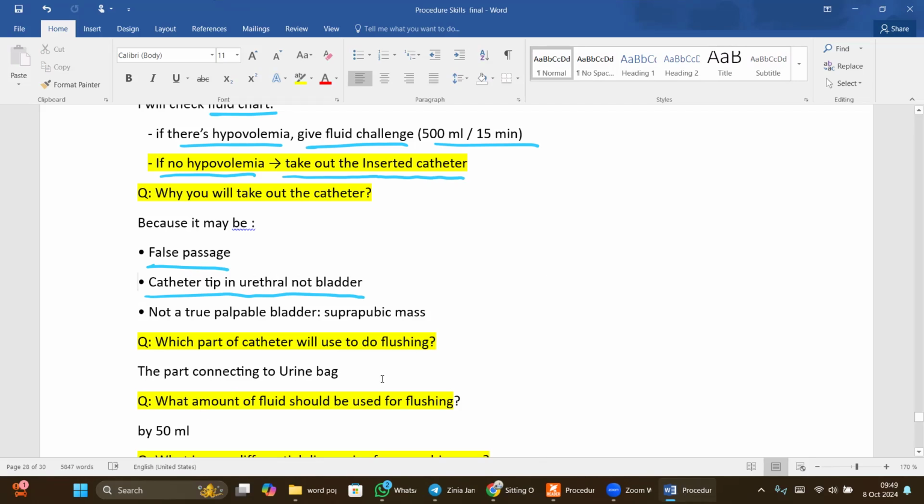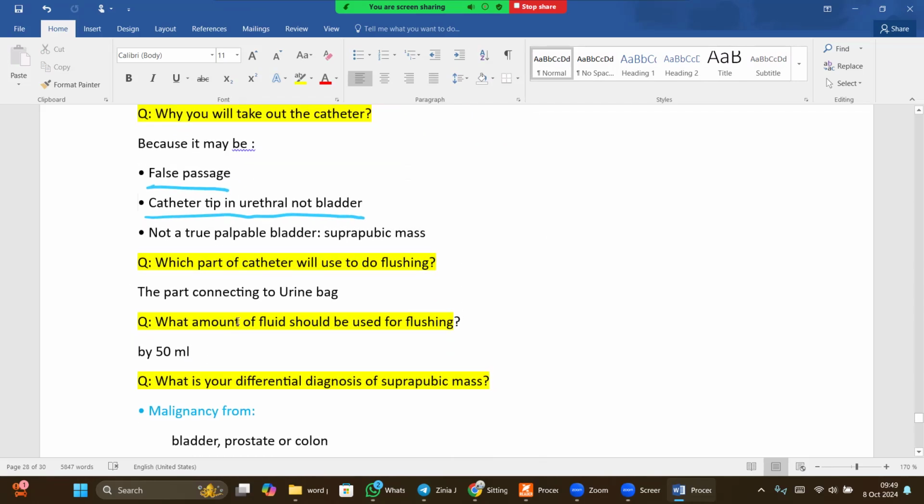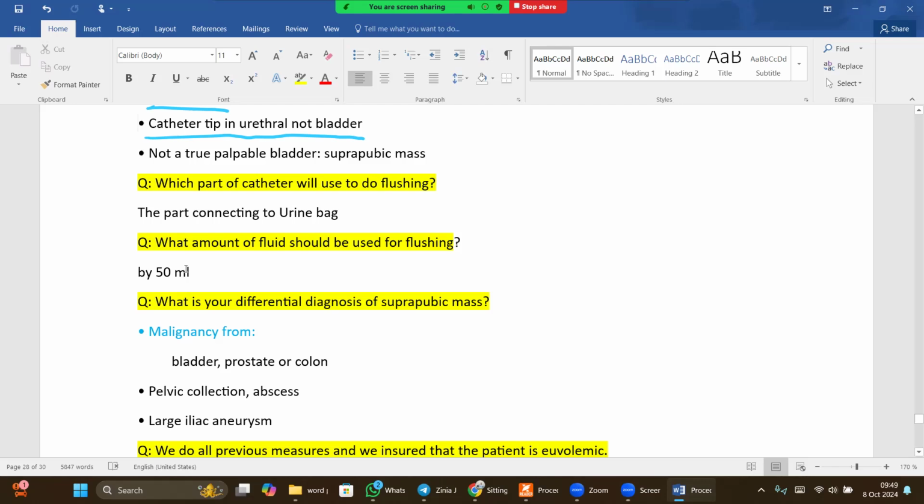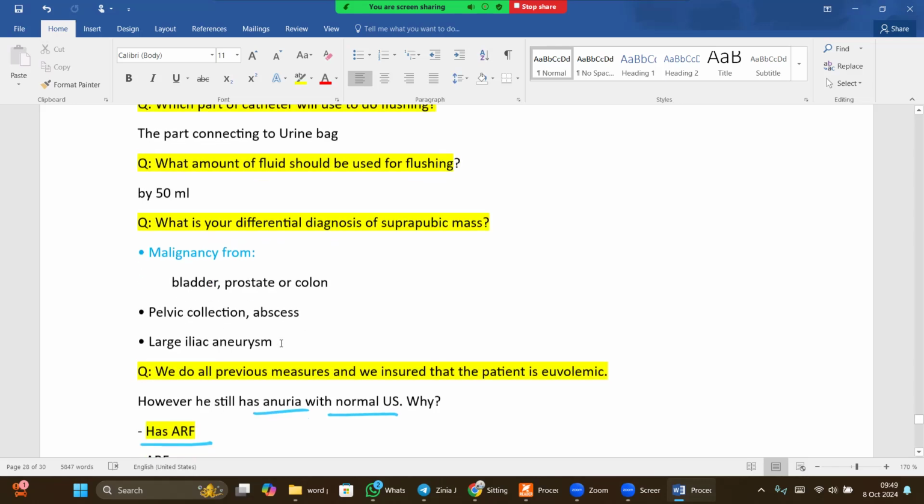Which part of the catheter will you use to do flushing? The part connecting with the urine bag. What amount of fluid should be used for flushing? 50 ml.